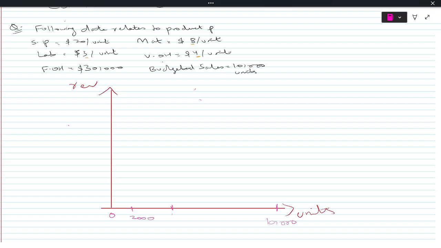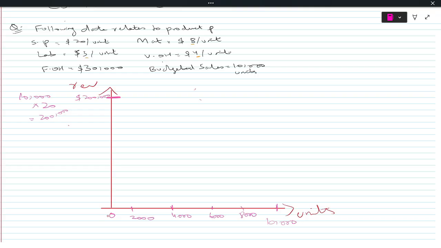So 2,000, 4,000, 6,000, 8,000. I would allocate it like this. You can do 1, 2, 3, 4, 5, 6, 7, your choice. That does not matter. And what's the maximum revenue? In the last lecture I told you, take your budgeted sales 10,000 and multiply it with the selling price, which is 20. So that came out to be 200,000. Okay, so my maximum revenue is $200,000.